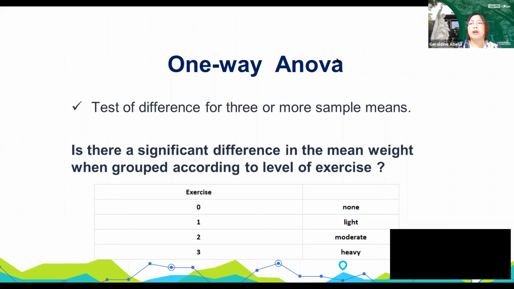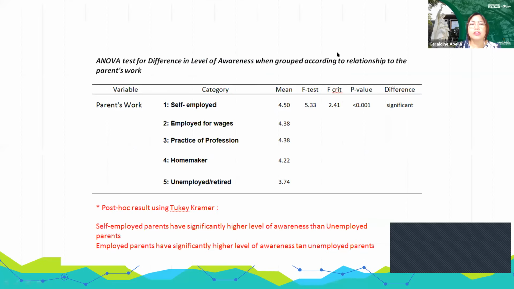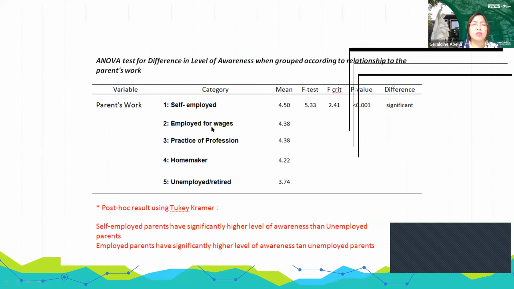This is an example of a table showing the results of one-way ANOVA. You have to show the means of the different groups. You have to show the F value, the critical value, and the P value. As in this case here, the computed P value is less than 0.001. So which means that the difference observed in the means here is significant. And the highest mean is 4.50 in terms of the level of awareness. The respondents in this example are parents.